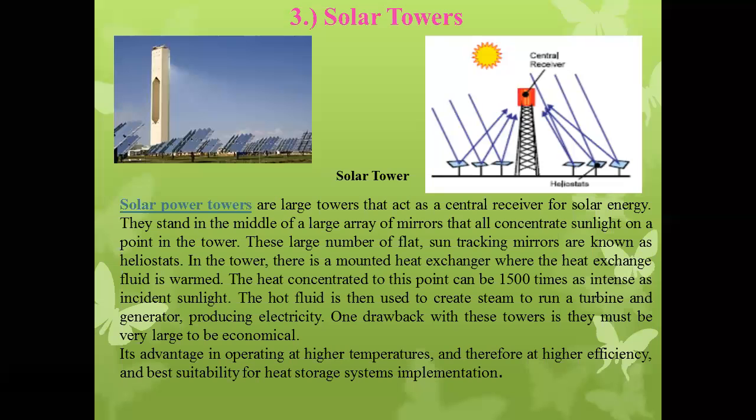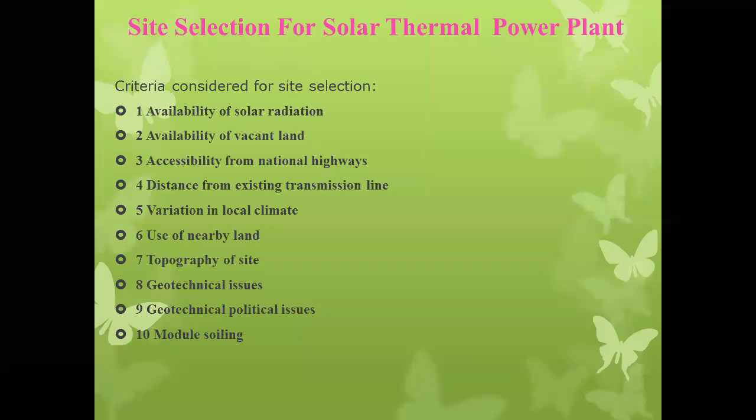We will move to the next part, that is the site selection for the solar thermal power plant. Before site selection we have to consider the following criteria. Availability of solar radiation. Then we have to see whether there is available land or not, means vacant land should be there. Third, accessibility from the national highways.